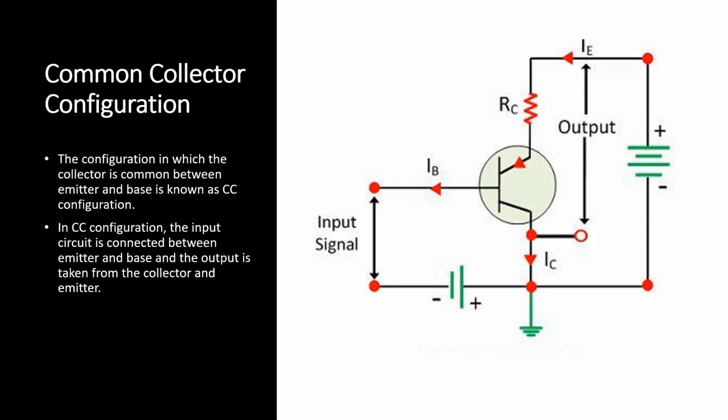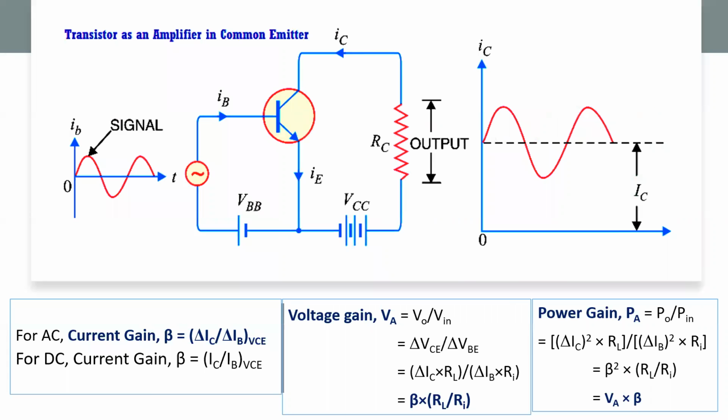And we don't use the common collector configuration for amplification purpose or for switching. We use this as an emitter follower, because the output, you can see, is taken across the emitter and collector, right? So this configuration is not used either as an amplifier or as a switch. So we will see the most important kind of configuration, that is the common emitter configuration. This common emitter configuration is used both as an amplifier and as a switch.